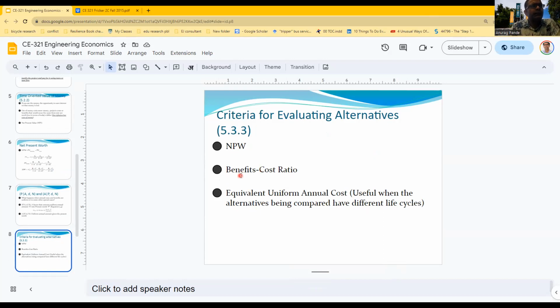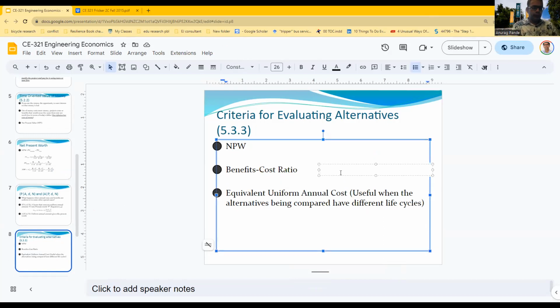We can also do the benefit cost ratio, B by C ratio. It's basically the present value of benefits divided by the present value of costs. So if I want to write it down, it will be PV of benefits divided by the present value of costs. But again, they have to be present values. You have to convert all the streams of cash flow into today's dollars.